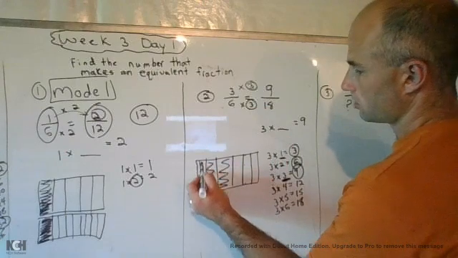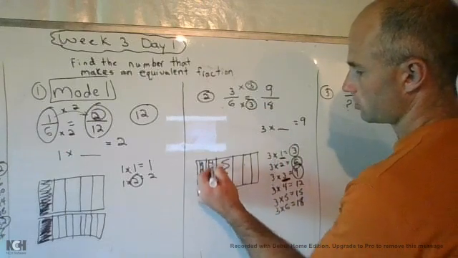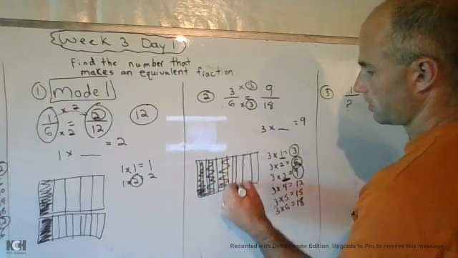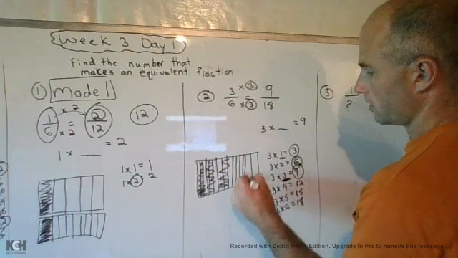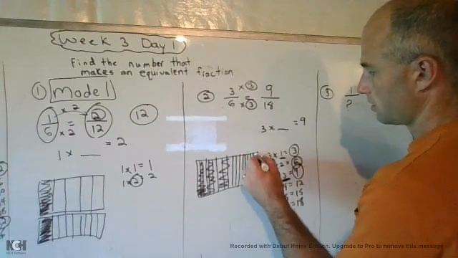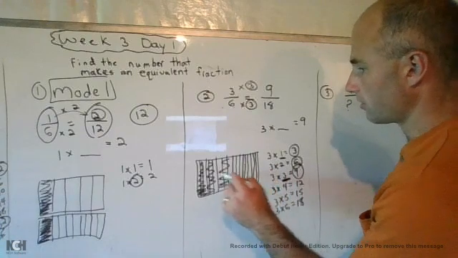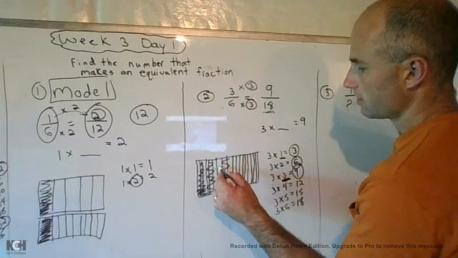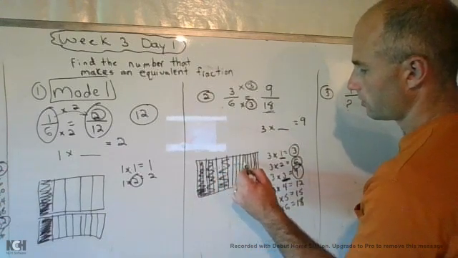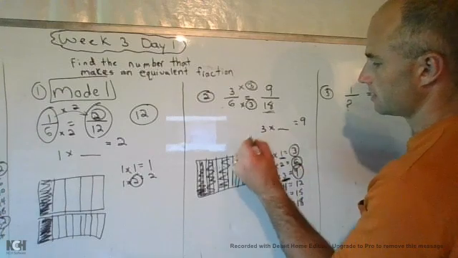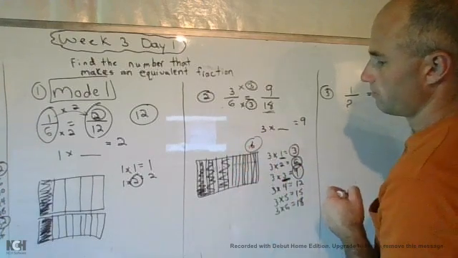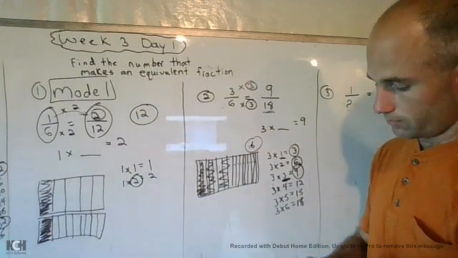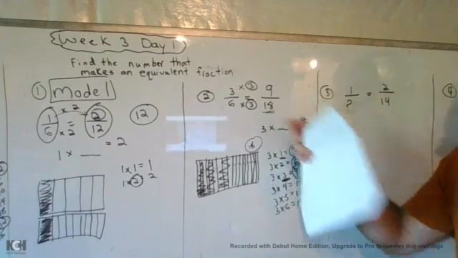So 1, 2, 3. 1, 2, 3. 1, 2, 3. All together, I'm going to have 18 parts. 1, 2, 3, 4, 5, 6, 7, 8, 9, 10, 11, 12, 13, 14, 15, 16, 17, 18 parts. But 9 of them is what's shaded in. All right? So 18 being the denominator I'm missing.